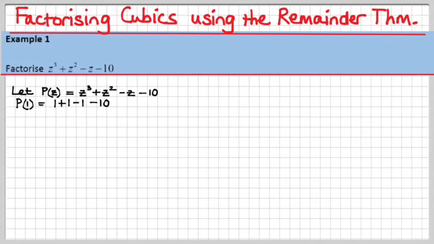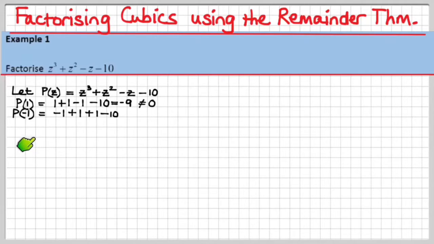Now, it's time to guess and check, because I've had a look at this and I know that I can't group these terms two by two, and I know that there's no common factor. I always check that first, because it makes life a lot easier. I've struck out on both counts, so now I'm going to guess and check. I'm substituting z equals 1 into this expression: 1 cubed plus 1 squared minus 1 minus 10. I get minus 9, which is not equal to 0, and therefore I know that z minus 1 is not a factor.